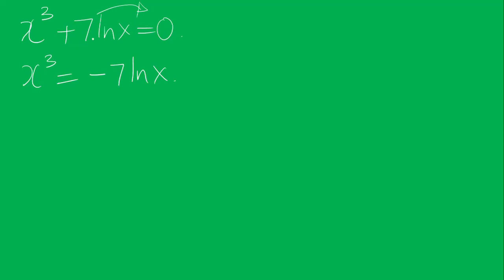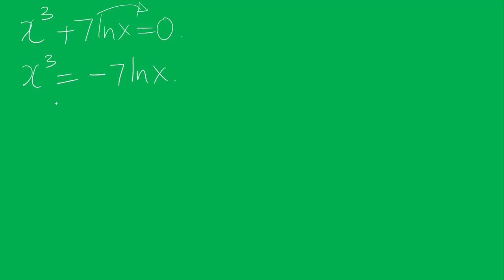It's just like we want to move plus 7 natural log x to the other side. What you do, you either add minus 7 times natural log x to both sides, or you subtract 7 natural log x from both sides. So that's just what we did, or you transfer it to this side and it becomes negative. That's all. That is the way to go about it.